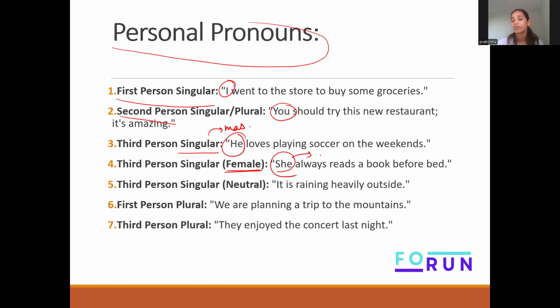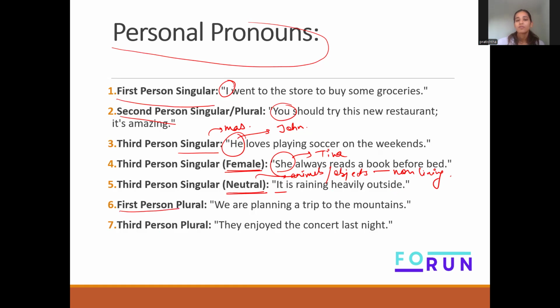I could have also used a noun here. For example, I could have said Tina. Here I could have said John, etc. Third person singular, neutral, when there is no gender associated with it, right? We also use it for animals and objects, non-living things, right? So objects refer to non-living. So it is raining heavily outside.